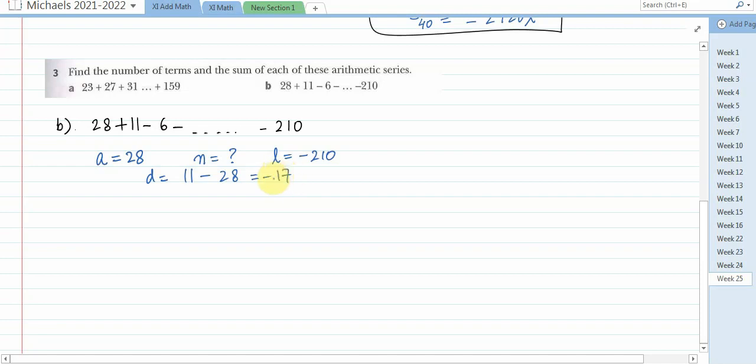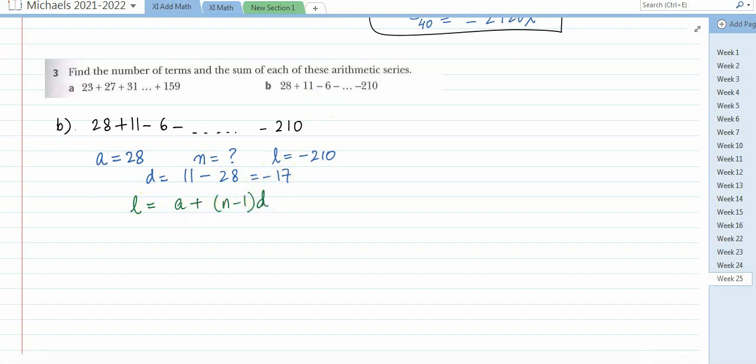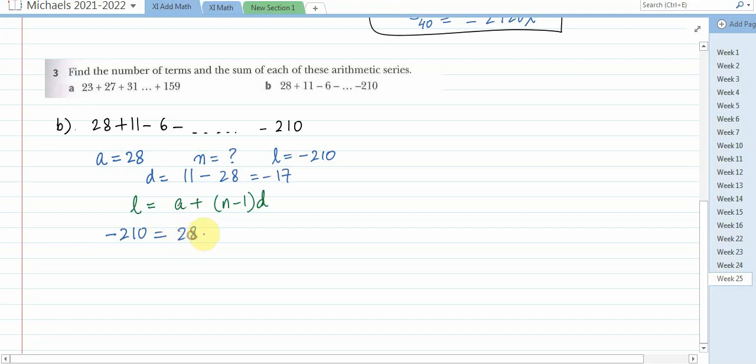At first we need to apply the working formula for the last term. The working formula is L equals A plus N minus 1 times D. If you focus on this formula, you observe that A, D and the last term values are given. Last term is minus 210, A is 28, N is what we are looking for, and the difference is minus 17. So firstly we need to shift 28 to the left side. So minus 210 minus 28 equals N minus 1 times minus 17.